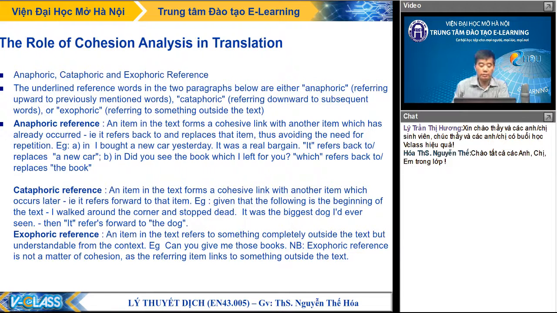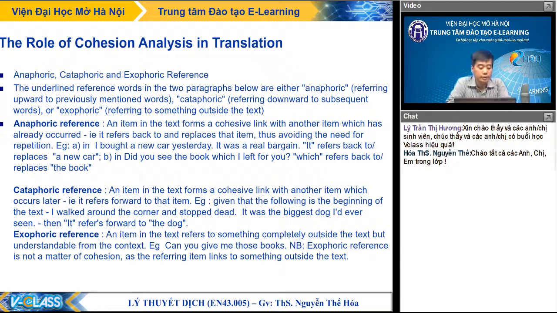And now we have several kinds of reference. We have anaphoric, cataphoric, and exophoric. So, what are the kinds of reference? First of all, we have anaphoric reference. And this is an item in the text that forms a cohesive link with another item which has already occurred. For example, Nam is a good student, but in the second sentence we say he is very strong. So it talks about Nam. So this is called anaphoric reference.